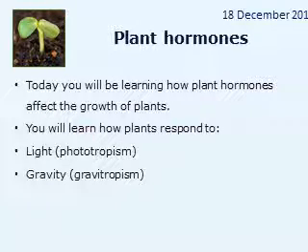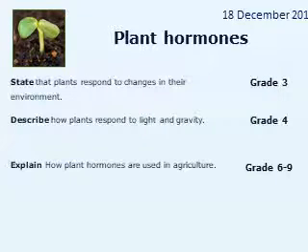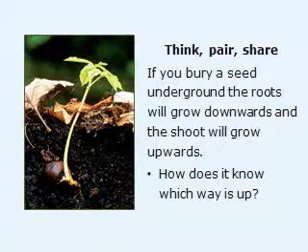Today we're looking at plant hormones and how plant hormones affect the growth of plants. You will need to learn how plants respond to light, a process called phototropism, and gravity, gravitropism. So again, you're aiming for at least grade 4: describe how light and gravity affect plants and explain how plant hormones are used in agriculture.